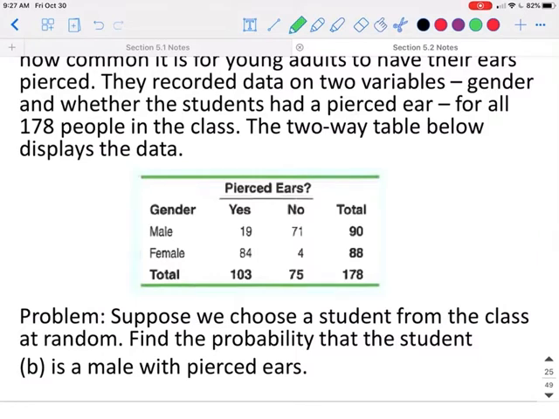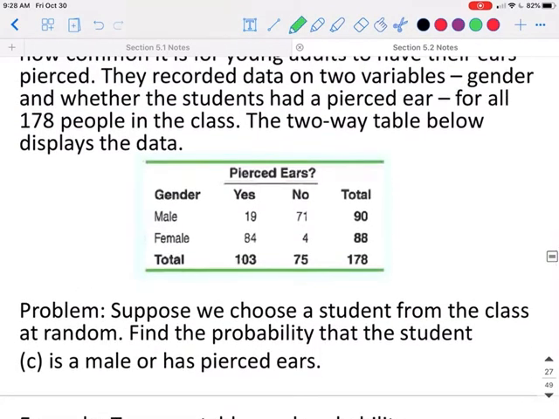Suppose we choose a student from the class at random. What's the probability the student is a male with pierced ears? So out of the entire class, we still have 178 students. And now we're just looking at males with pierced ears, which is 19 of those students. So 19 out of 178 will give us about 11% of the students. So there's an 11% chance that we will randomly select a student, and it will be a male student who has pierced ears.